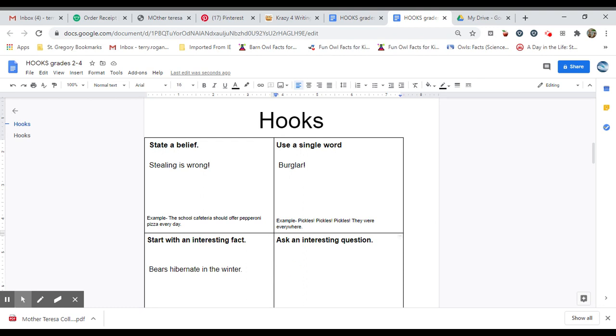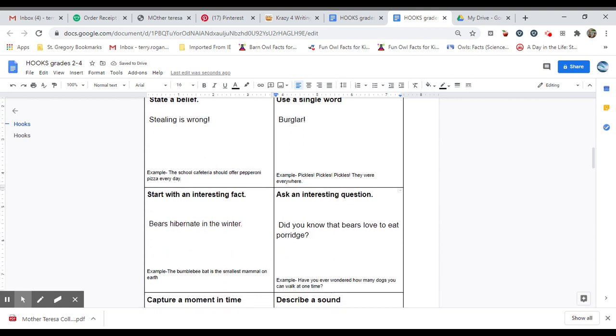So, another type of hook could be asking an interesting question, like, "Did you know that bears love to eat porridge?" I'm really kind of stretching here with some of these, but you're trying to come up with a way to draw your reader in with something more interesting than just once upon a time.